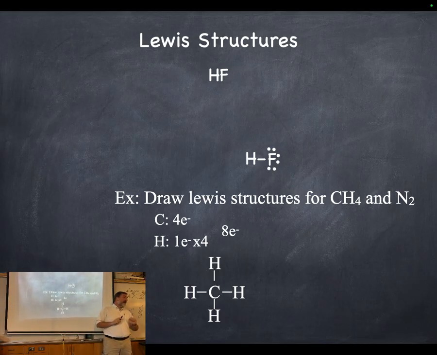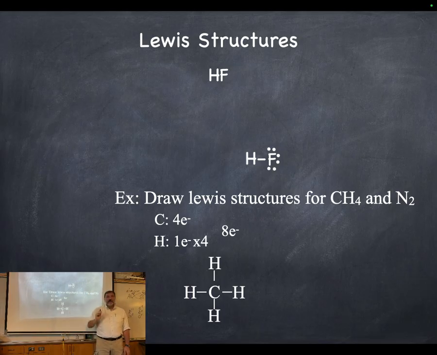Check your octet rule. This carbon has 8 electrons around it. That's good. Each hydrogen has 2. That's good. We followed the octet rule. This is a valid Lewis structure. So this is a Lewis structure for methane, CH4.